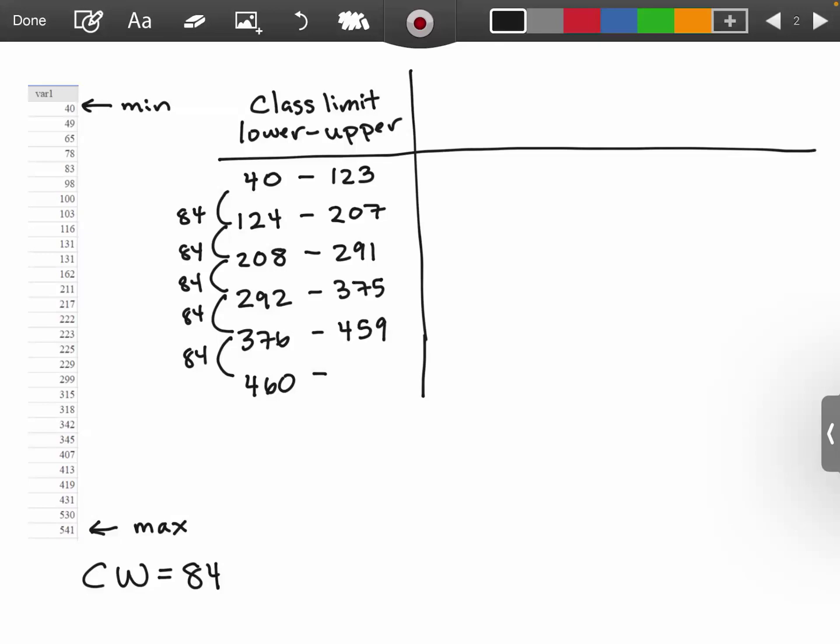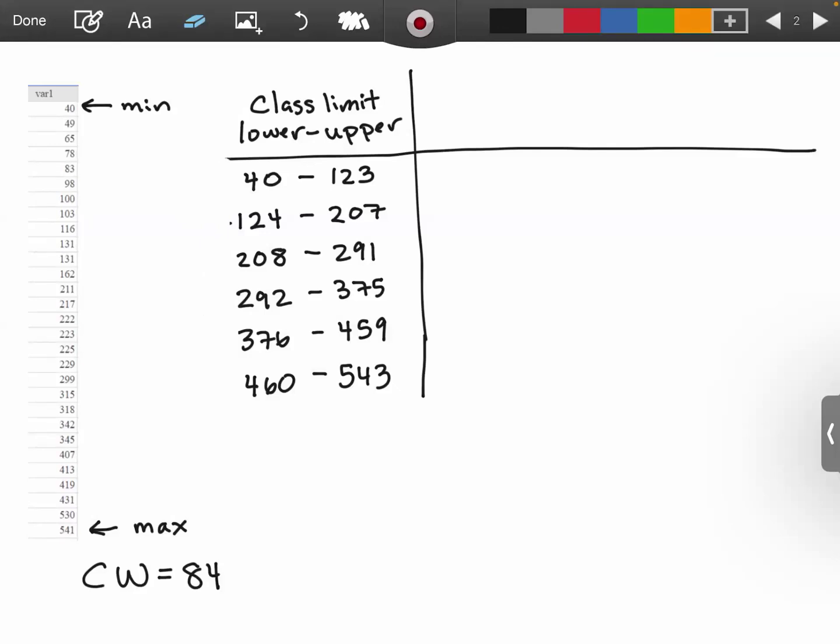Well, one thing you may notice here is that these are also separated by 84 each time. So if we just add 84 to 459, we'll get 543. Let me get rid of some of this extra writing so we don't get too cluttered here, but we would get 543.